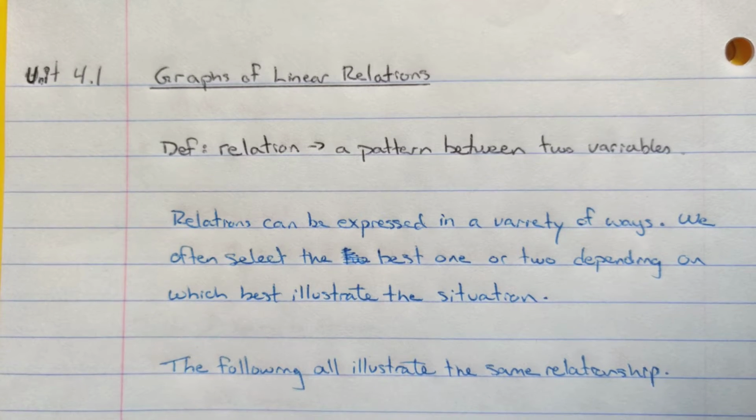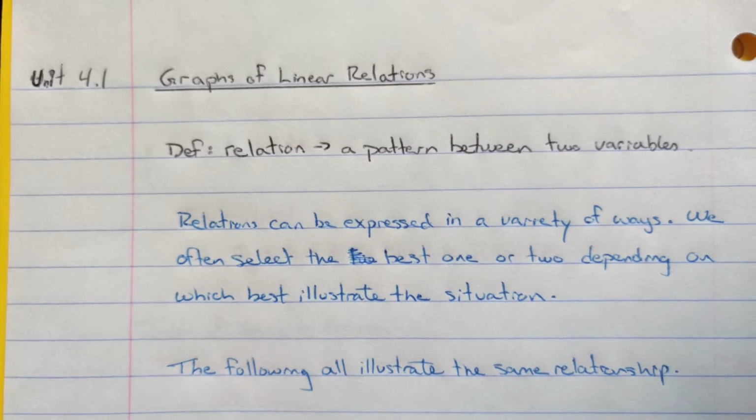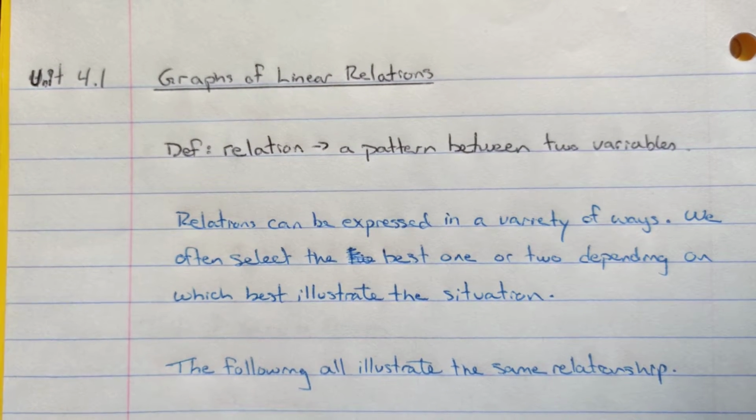So we're going to look at graphs of linear relations and what they specifically look like. We kind of looked at this stuff with some of our previous lessons, when we were looking at linear lines of best fit and things like that. So some definitions. A relation is a pattern between two variables. In general, we use x and y.